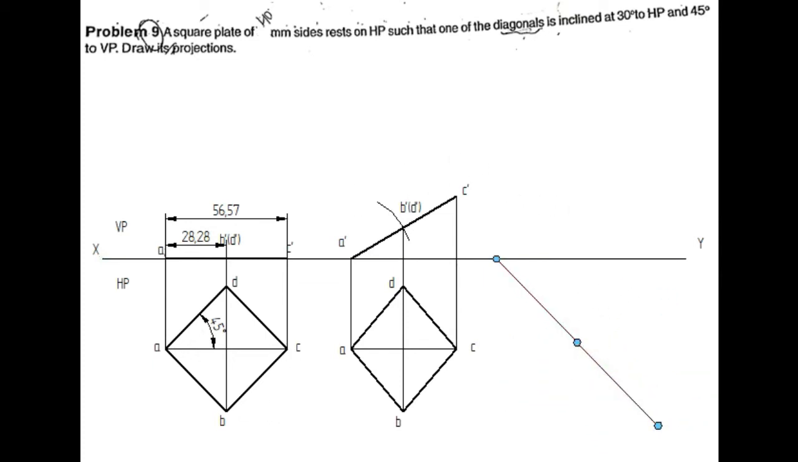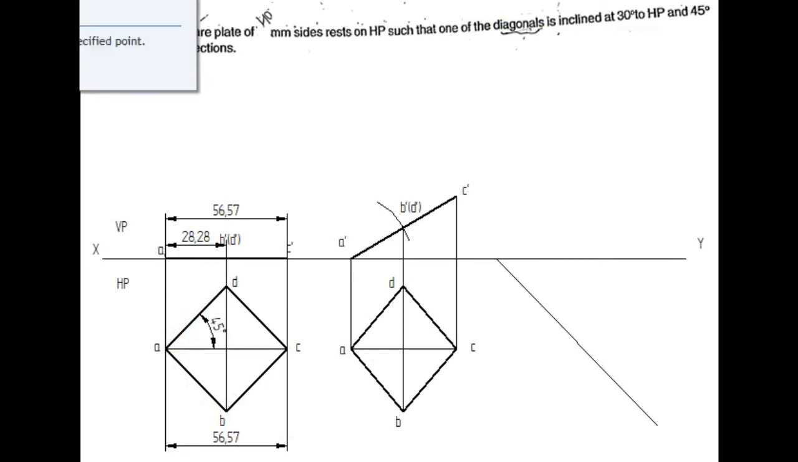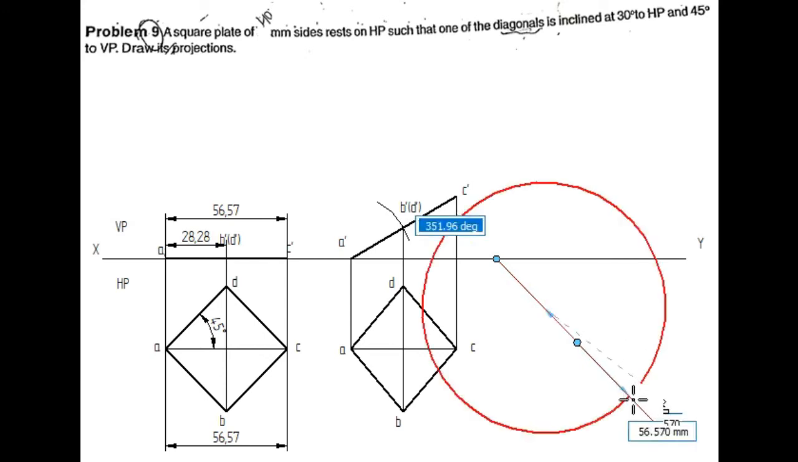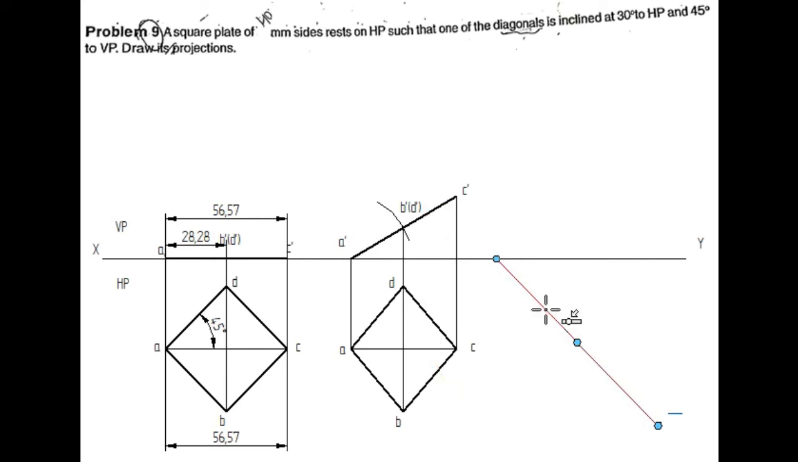Now I will measure the distance of this diagonal AC. Initial diagonal is 56.57. So what I do, I will cut an arc by placing a point on this 45 degree line. I will measure the distance 56.57 and I will cut an arc.